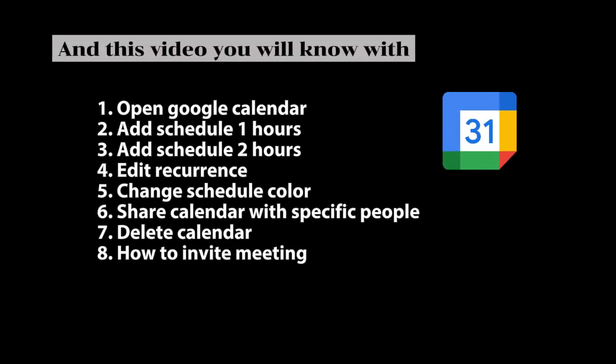Open Google Calendar. Add schedule 1 hour. Add schedule 2 hours. Edit recurrence. Change schedule color. Share calendar with specific people. Delete calendar. How to invite to a meeting.